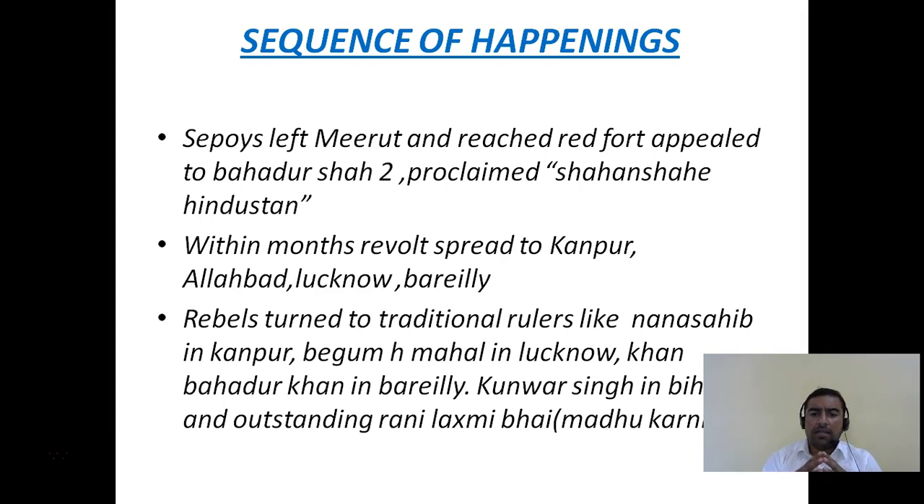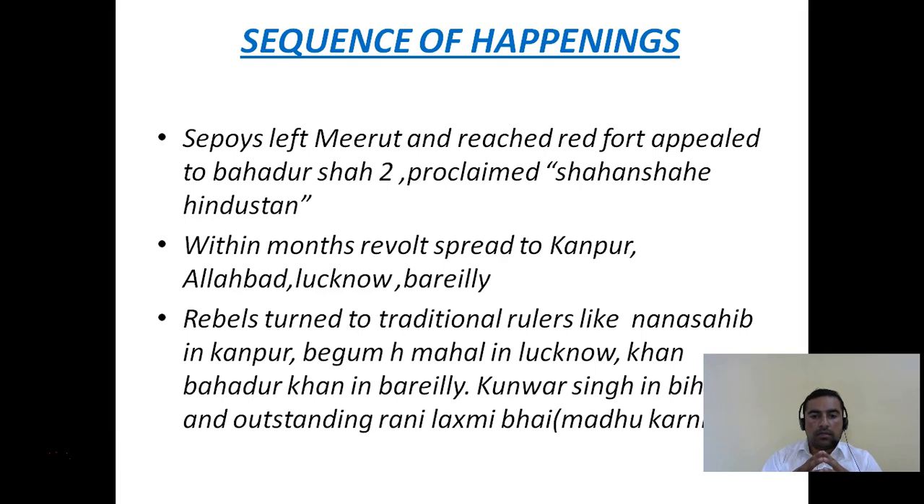Rebels turned to traditional rulers because there was no single charismatic ruler who could bind them, who could tell them that we will do this thing or we would do that thing. Because of the absence of these leaders, they turned to traditional rulers like Nana Sahib in Kanpur, Begum Hazrat Mahal in Lucknow, Khan Bahadur Khan in Bareilly, and Kunwar Singh in Bihar. Kunwar Singh was the oldest leader in the revolt of 1857, and the most outstanding leader was Rani Lakshmi Bai.